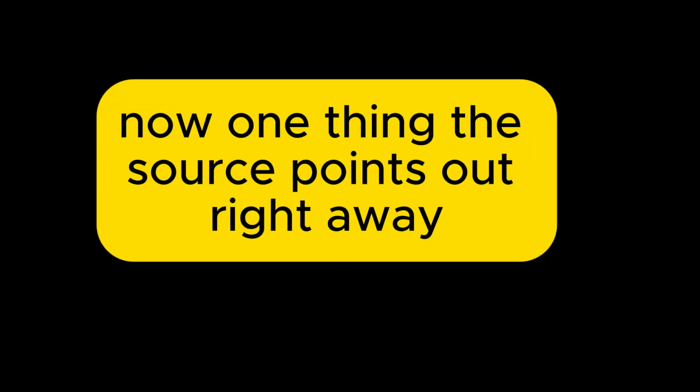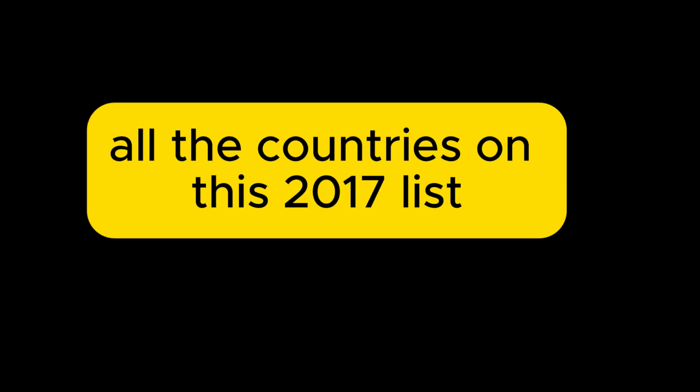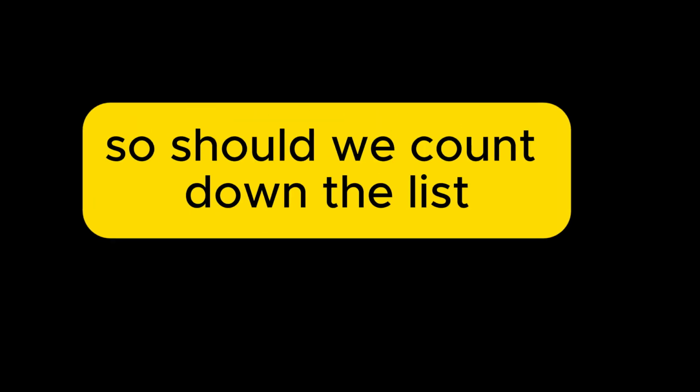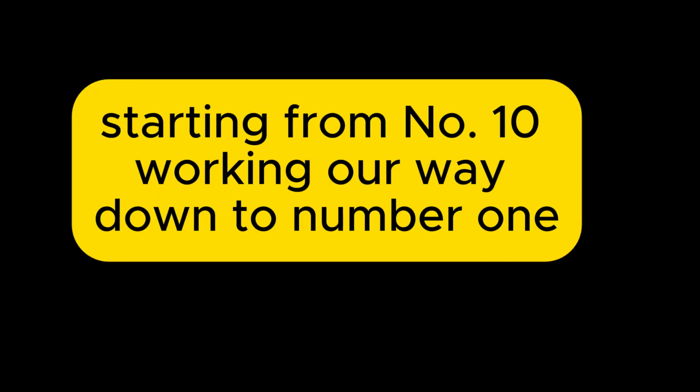Now, one thing the source points out right away is a geographic pattern. Pretty striking. What's that? With one single exception, all the countries on this 2017 list are located in Africa. Right. All but one. And we'll make sure to call out that exception when we get there. Good idea. So should we count down the list as it's presented in this 2017 source? Yeah, let's do it. Starting from number 10, working our way down to number 1.